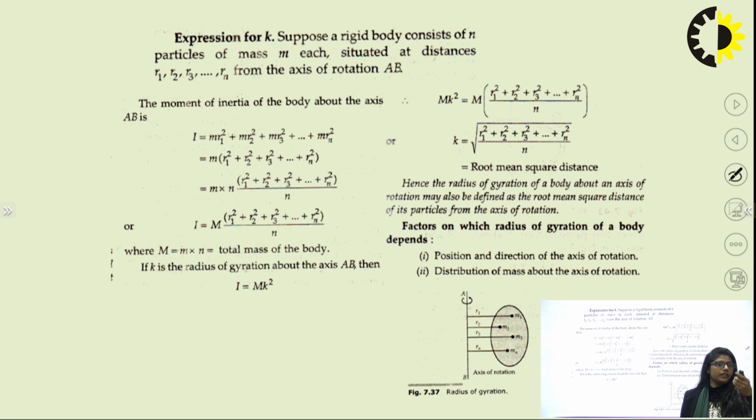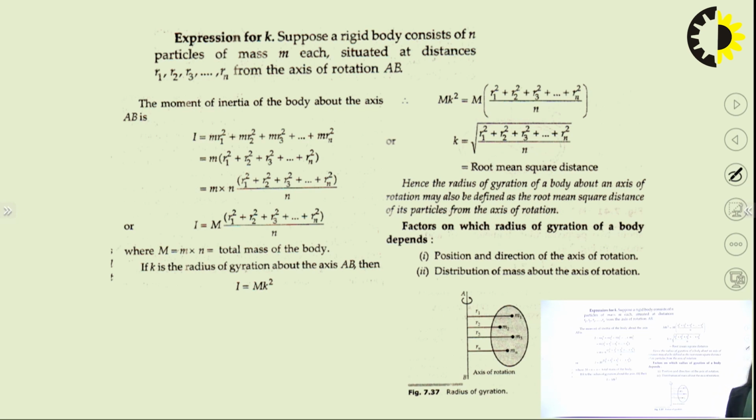This constant is converted into k. So from here I can find the formula of k. K is the radius of gyration. I can write I is equal to mk square, so mk square is equal to m times the sum, and m cancels on both sides. The k value is the square root of r1 square plus r2 square plus r3 square and so on, divided by n. This is the formula of radius of gyration.